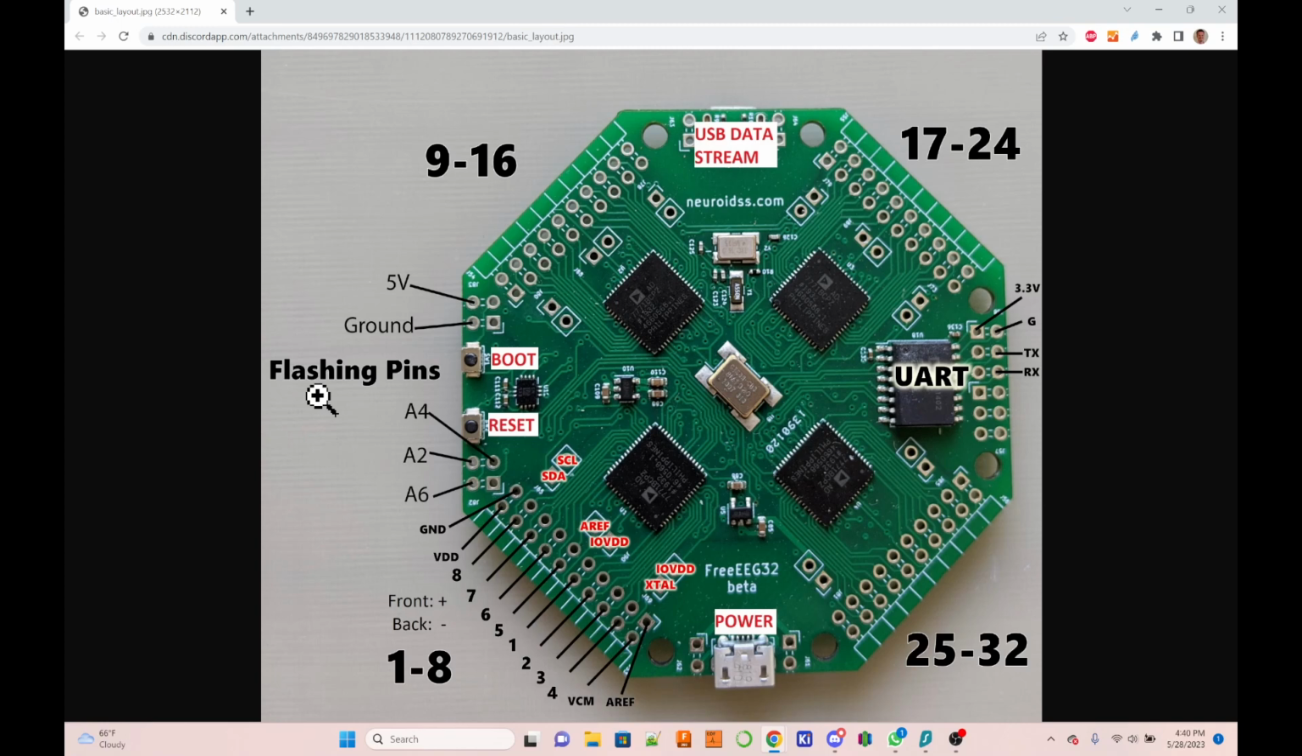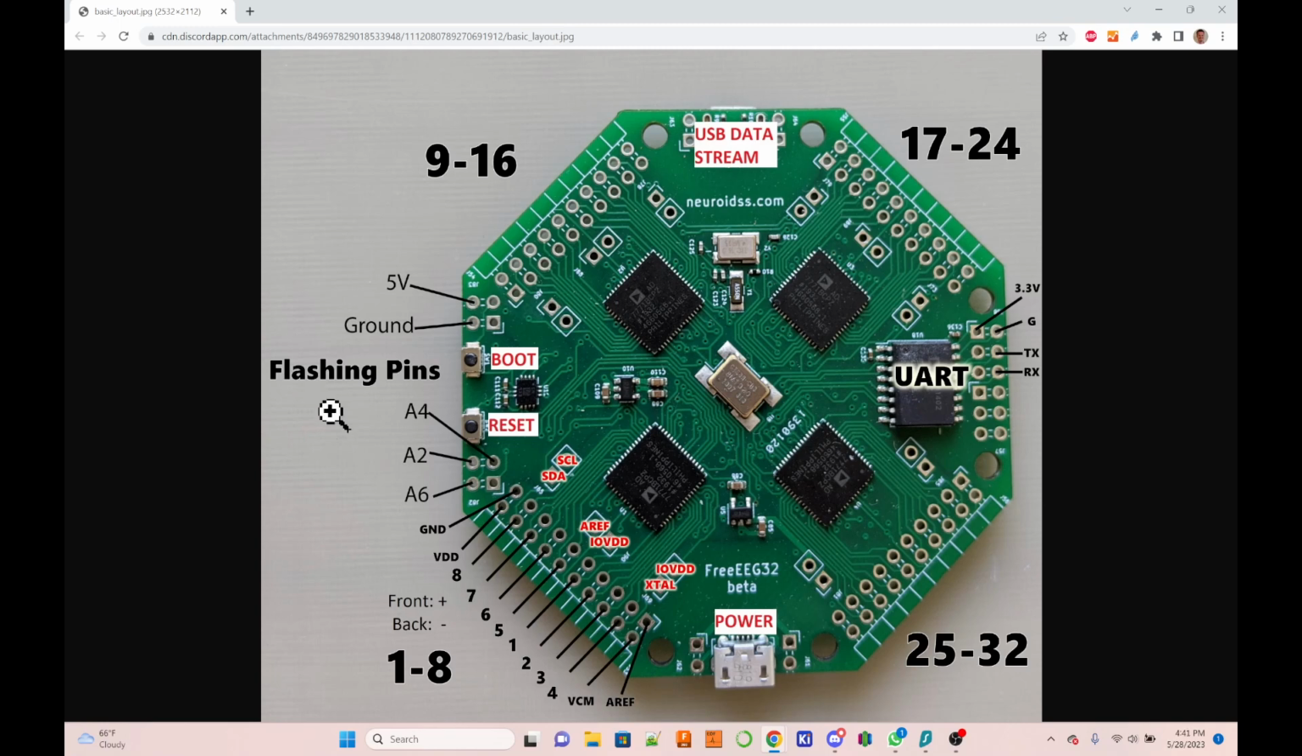So the VCM puts out a voltage. In the case of the FreeEEG32, it is halfway between 0 volt and 3.3 volt. The board itself operates on 3.3 volts. So VCM puts out 1.67 volts. And you connect that to your brain. And if you make your own headset, it is advisable to put that in a very central location. For example, standard neurofeedback headsets have it just below the FPZ position.